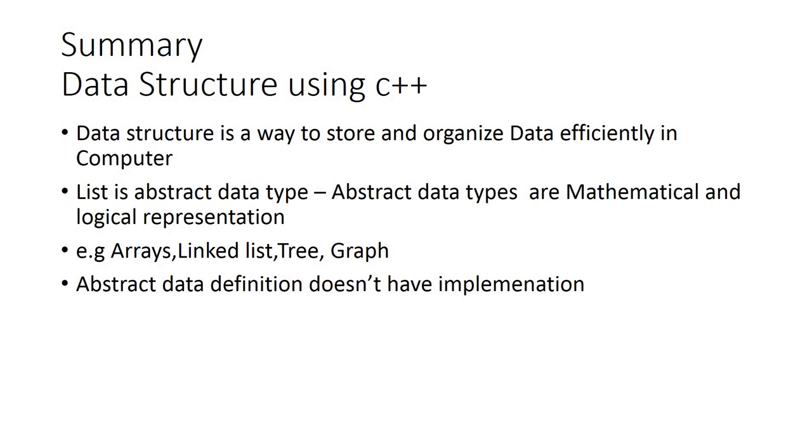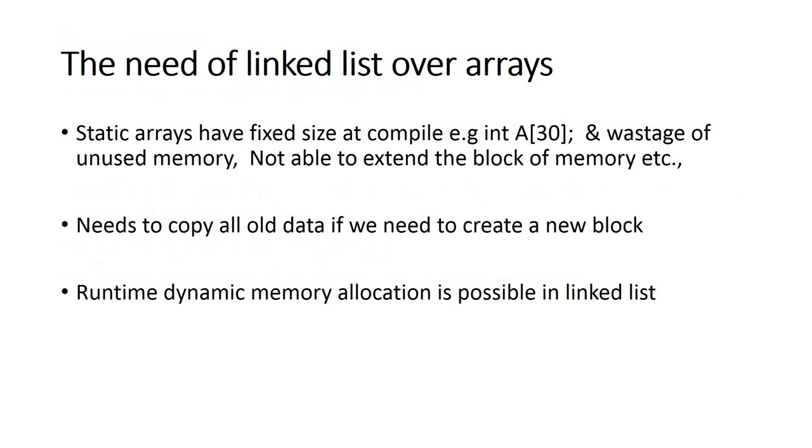So the summary is: a data structure is a way to store and organize data efficiently in a computer. A list is an abstract data type, which is a mathematical and logical representation. Arrays, linked lists, trees and graphs are examples of abstract data types. An abstract data type doesn't have an implementation. The implementation comes through C and C++ programs.